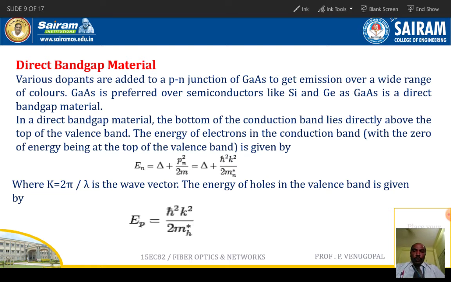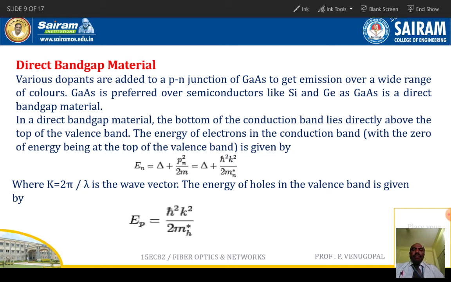Various dopants are added to the p-n junction of gallium arsenide to get emission over a wide range of colors. Gallium arsenide is preferred over semiconductors like silicon and germanium. Silicon and germanium are tetravalent. Therefore, gallium arsenide is preferred over silicon and germanium, as gallium arsenide is a direct band gap material. So gallium arsenide is what you are observing here as a direct band gap material.